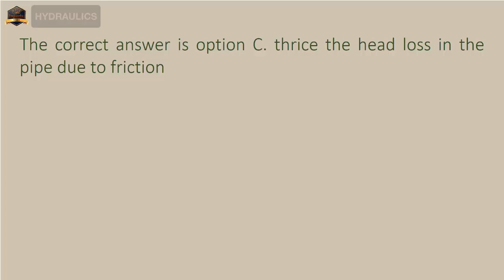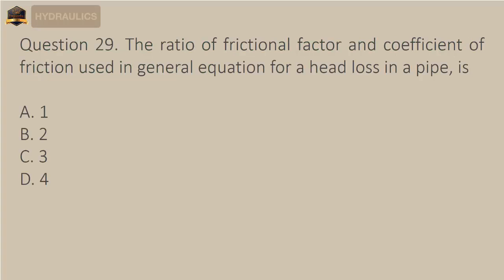Question 29. The ratio of frictional factor and coefficient of friction used in general equation for a head loss in a pipe is A. 1. B. 2. C. 3. D. 4. The correct answer is option D, 4.